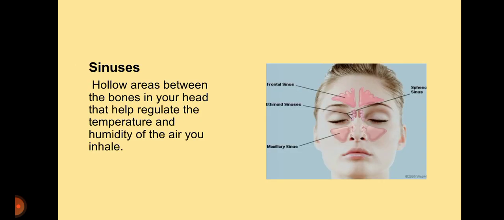Next are the sinuses, the hollow areas between the bones in your head that help regulate the temperature and humidity of the air you inhale. The sinuses lighten the skull and improve our voices, but their main function is to produce a mucus that moisturizes the inside of the nose. This mucus layer protects the nose from pollutants, microorganisms, dust, and dirt.